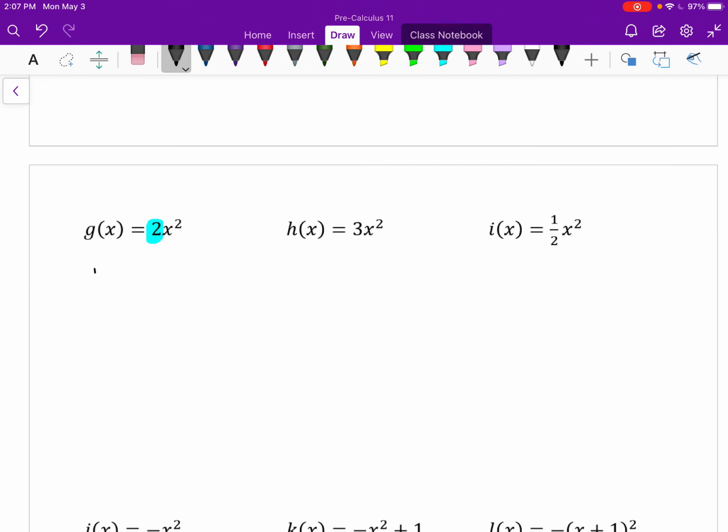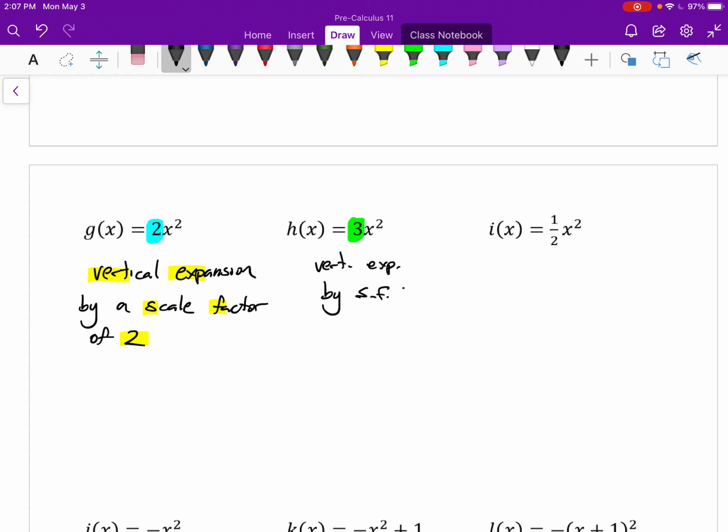And so we call this a vertical expansion by a scale factor of 2. And pretty soon I'm going to get lazy, and I'm just going to write vertical expansion by a scale factor of 2. I'm going to write this SF. And so if you have a 3 in the front, that's going to be a vertical expansion by a scale factor of 3. But what does that mean?